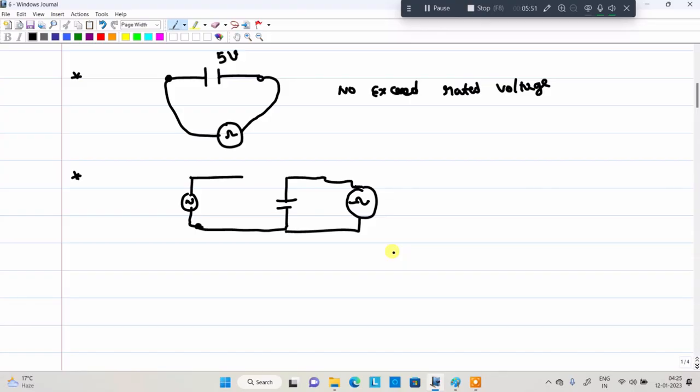If it is not disconnected, what will happen? The capacitor is in parallel with the entire circuit. The resistance measured across the capacitor decreases. You may get wrong answers. That's why you should disconnect it from the circuit. Then you can measure.